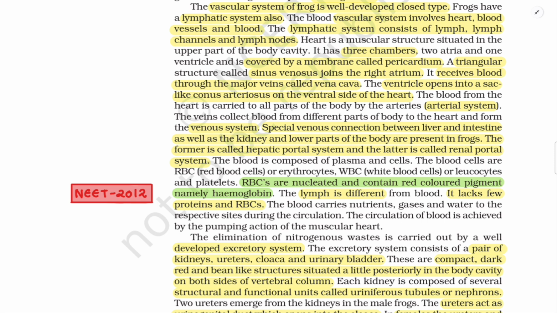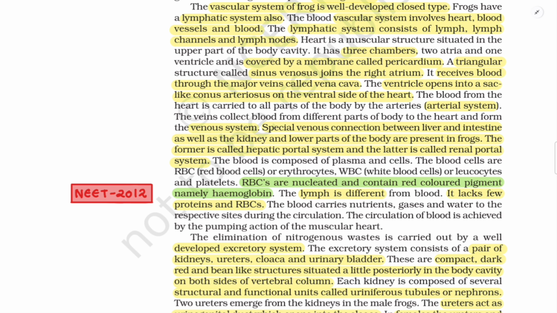The blood is composed of plasma and cells. The blood cells are RBCs, also known as red blood cells or erythrocytes, WBCs, also known as white blood cells or leukocytes, and platelets. RBCs are nucleated and contain a red colored pigment, namely hemoglobin. The lymph is different from blood; it lacks a few proteins and RBCs.